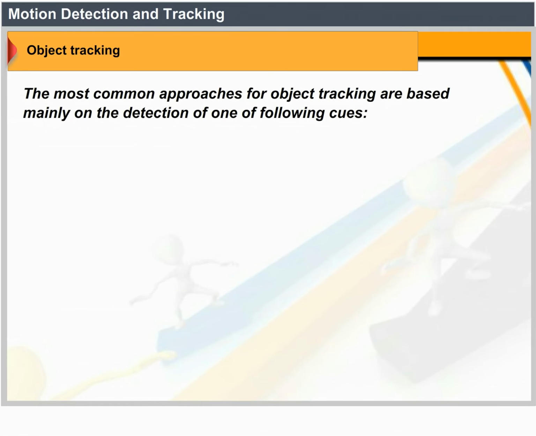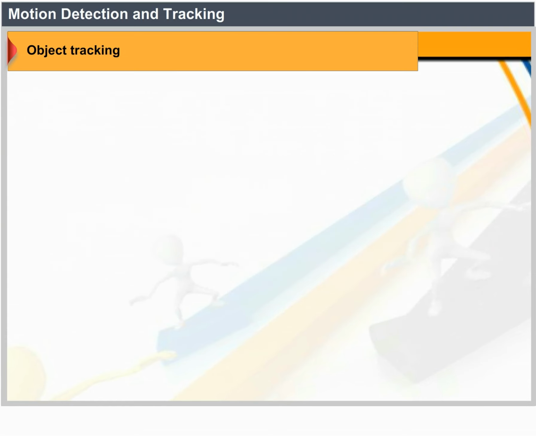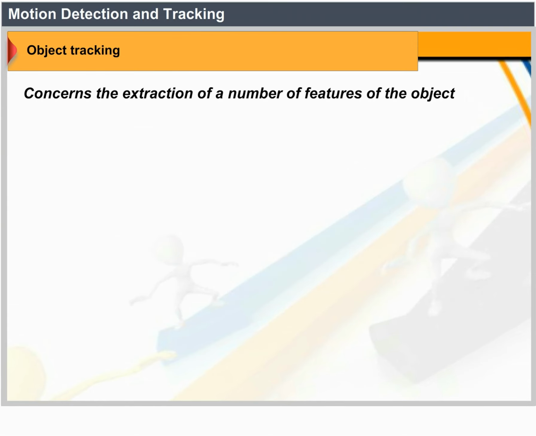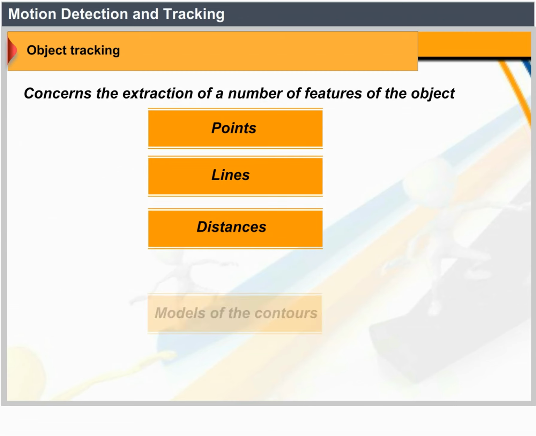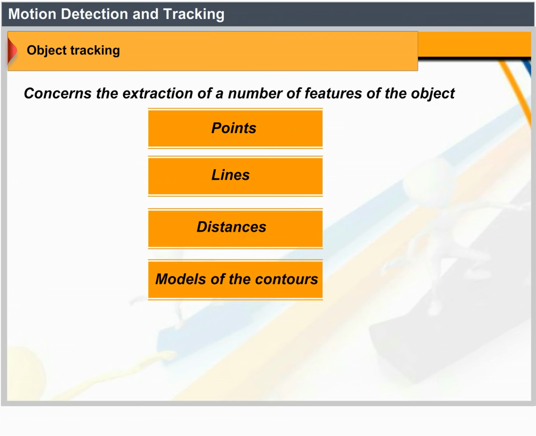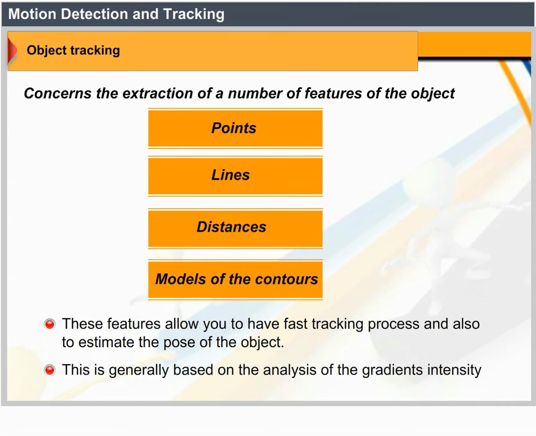The most common approaches for object tracking are based mainly on the detection of one of the following cues: edges, color, or texture. Edges concerns the extraction of a number of features of the object: points, lines, distances, models of the contours. These features allow a fast tracking process and also allow estimating the pose of the object. This is generally based on the analysis of the gradient's intensity.